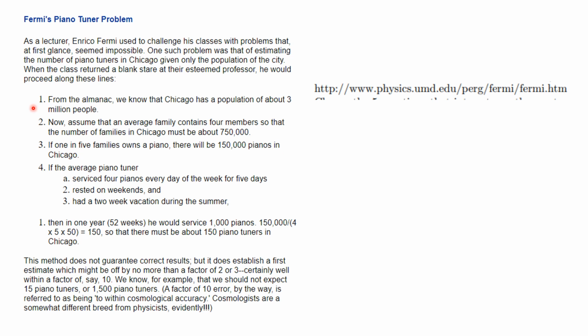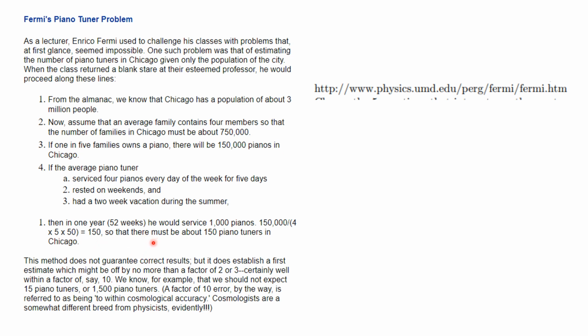that an average family contains 4 members, so that the number of families in Chicago must add up to about 750,000. If 1 in 5 families owns a piano, you're down to 150,000 pianos in Chicago. If the average piano tuner serviced 4 pianos every day of the week for 5 days, rested on weekends, and had a 2-week vacation during the summer, then in 1 year he would service 1,000 pianos. And so with 1,000 pianos per tuner, and we had 150,000 pianos, dividing gives about 150 piano tuners.